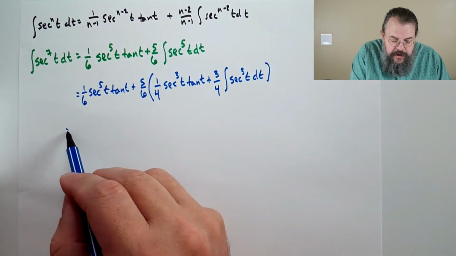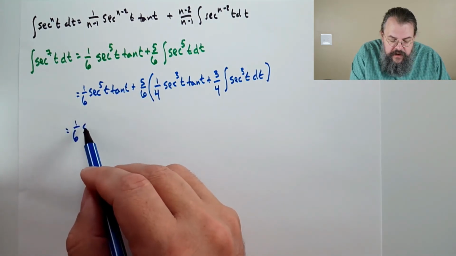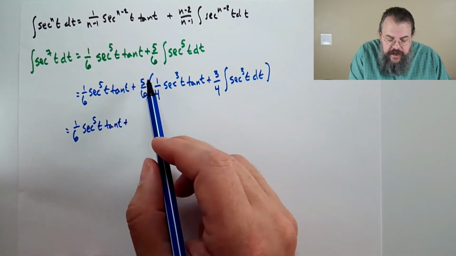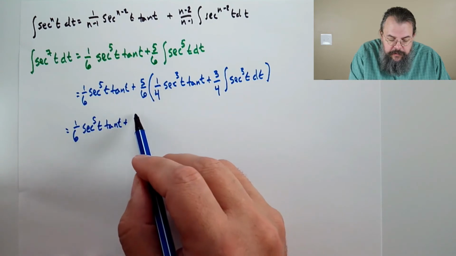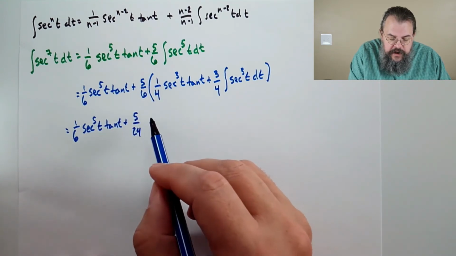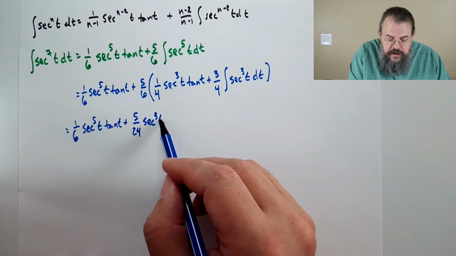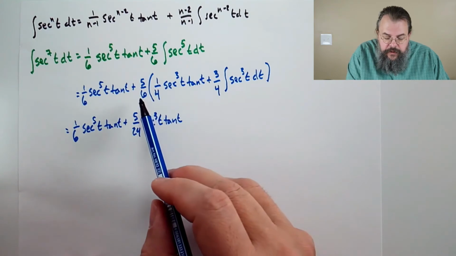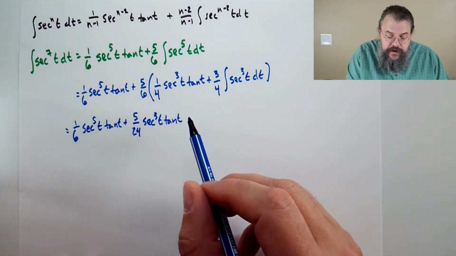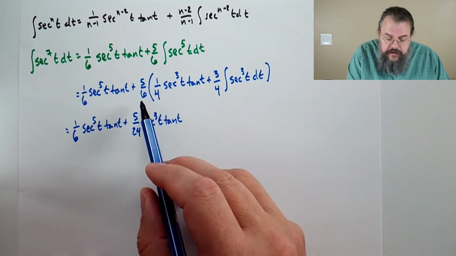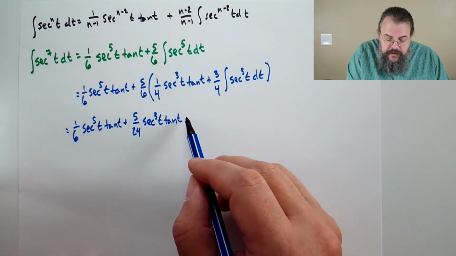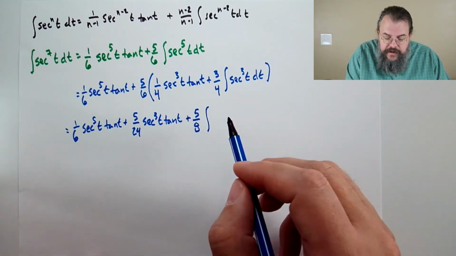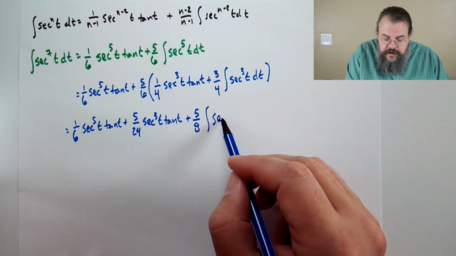And let's go ahead and clean that up a little bit. That's 1 over 6 secant to the 5th times tangent. 5 over 6 times 1 over 4 makes 5 over 24 secant cubed tangent. If we multiply 5 over 6 times 3 over 4, well, 3 does go into 6, so that's some good news. And it goes in twice, so this really becomes plus 5 over 8 integral of secant cubed t.